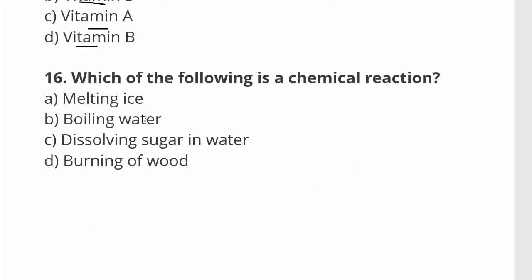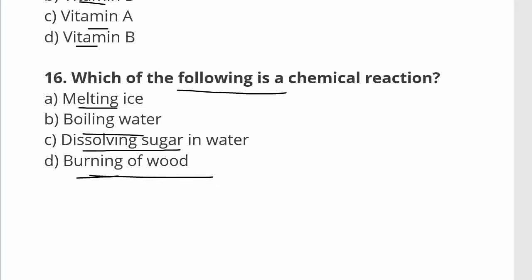Next question. Which of the following is a chemical reaction? Options are A. Melting ice, B. Boiling water, option C. Dissolving sugar in water, and option D. Burning of wood. Then the right answer is option D. Burning of wood.